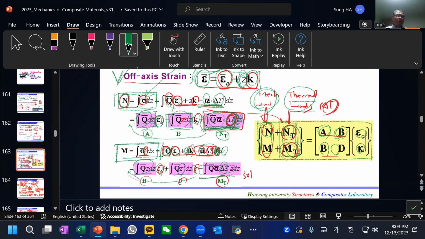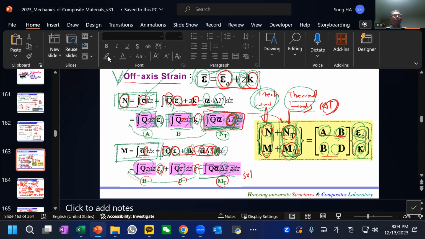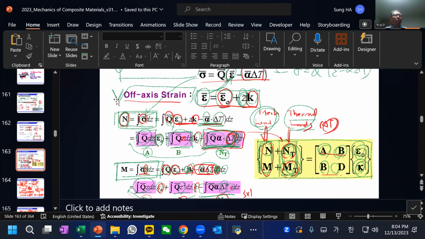Of course, we need some steps to calculate these terms. But the important point is why this term? Where is this term from? And then this term will cause this epsilon zero and curvature, very similar to a mechanical load. This thermal load will cause the epsilon and curvature. And then the rest of the procedure will be the same.